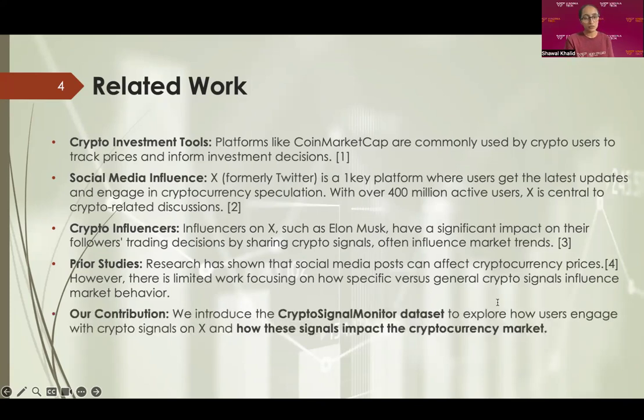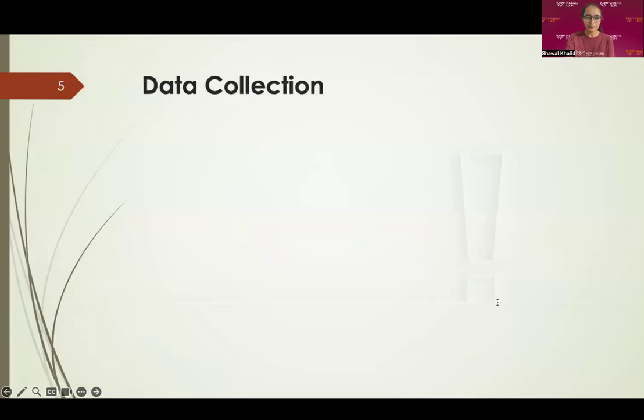And there comes our work. So our contribution to this project is, first, we introduce a data set called Crypto Signal Monitor to explore how users engage with these crypto signals. And then we are trying to understand how these signals on X from famous influencers can impact the cryptocurrency price changes and the crypto market.